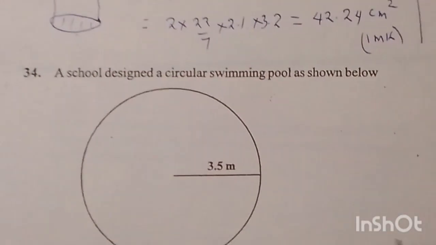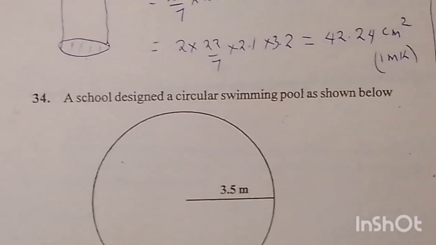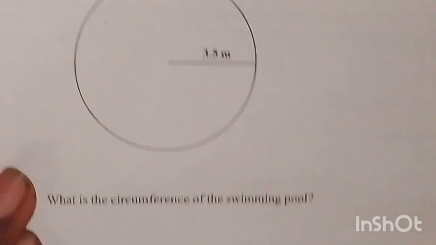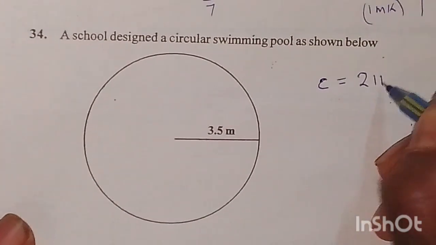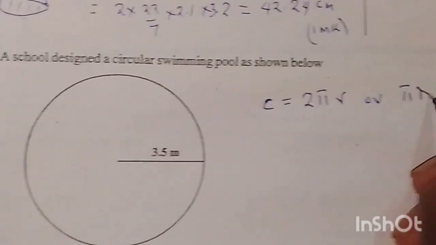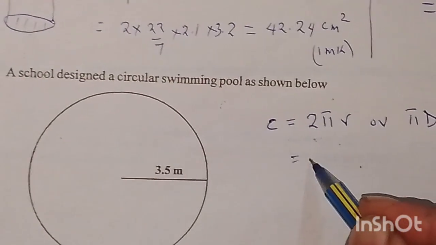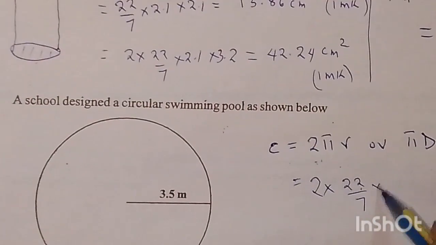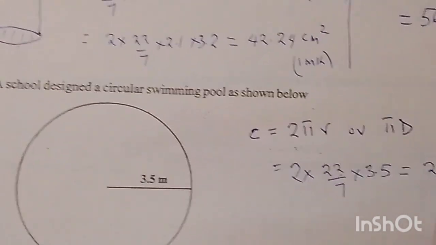Question number 4. A school designed a circular swimming pool as shown below. What is the circumference of the swimming pool? The circumference of the swimming pool is always equal to 2 pi radius, or pi multiplied by diameter. But because I've been given the radius, let's use the first formula. It shall be 2 multiplied by 22 over 7 multiplied by 3.5, and the solution to this is 22 meters.